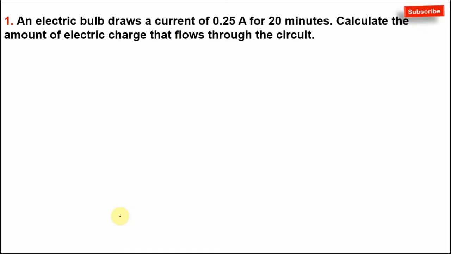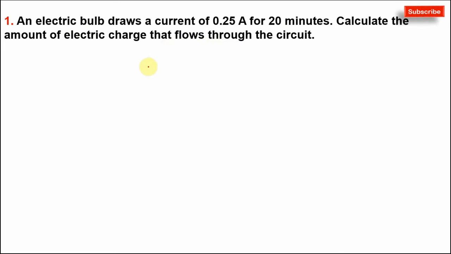Now here we are discussing our today's session. Let's begin with the first example on your screen. An electric bulb draws a current of 0.25 ampere for 20 minutes. Then calculate the amount of electric charge that flows through this circuit.